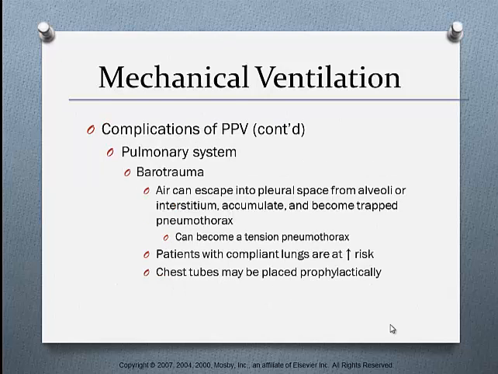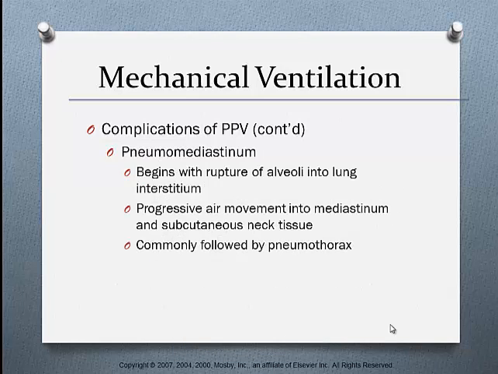Barotrauma is when air can escape into the pleural space from the alveoli and the interstitium, and it accumulates and becomes trapped and causes a pneumothorax. It can become a tension pneumothorax. Patients with compliant lungs are at an increased risk, and chest tubes are sometimes placed prophylactically.